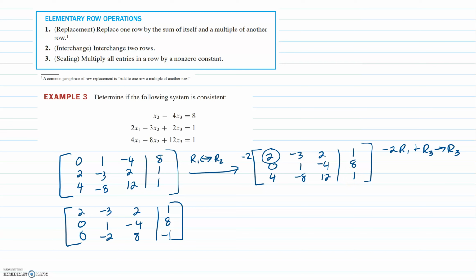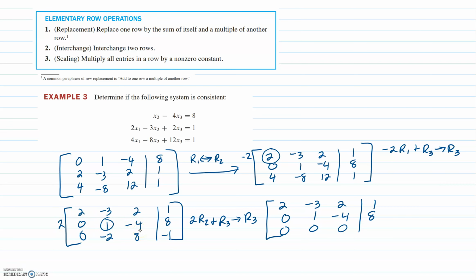So once I get these 2 zeros, I'm going to use this as my pivot and get a 0 down below. So I'm going to take 2 times row 2, add it to row 3, and put into row 3. I put in a 2 there, I get 2 here, I get 0, I get another 0 here. Negative 8 plus 8 is 0. And then finally, we have 16 plus a negative 1 is a 15.